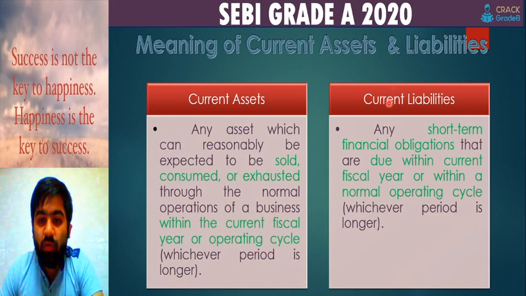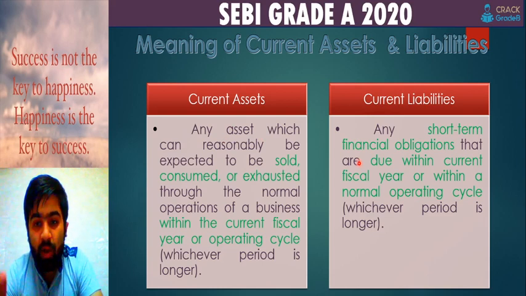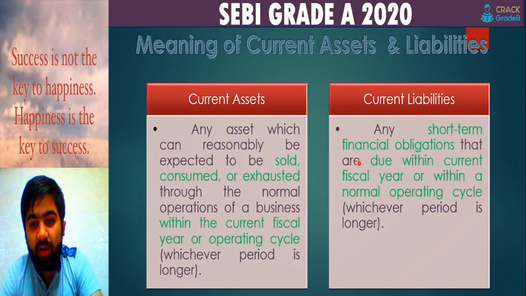We move towards the current liabilities. What is current liabilities? Any short-term financial obligation. See, any short term, not long term. We are not talking about loans, we have to ignore loans, because if I take a 20-year loan, we generally take more than a year for a loan. But here we are talking about short-term liabilities, like creditors. We purchase goods from creditors, and we have to pay them within the year or within the operating cycle.